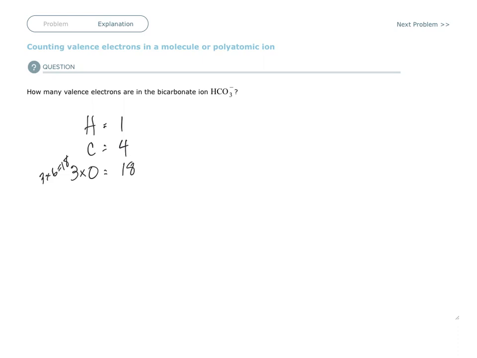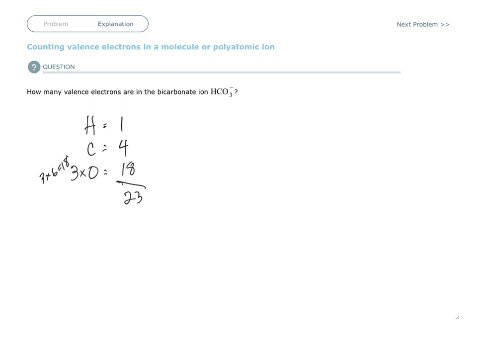That's all. Hydrogen has 1, carbon has 4, oxygen has 6, and there's 3 of those, so that's 18. That's 18, 19, 20, 21, 22, 23. Okay, so there's 23 valence electrons.